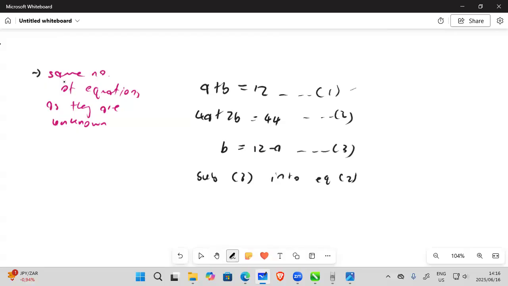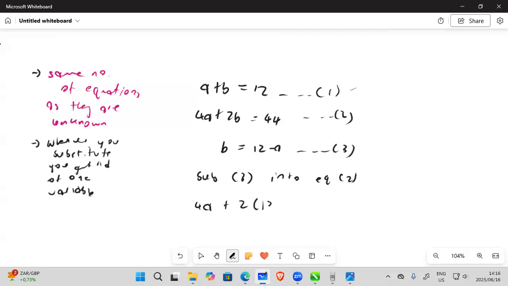Second thing you need to remember, you require the same number of equations as the unknowns. The second thing that you need to remember is that whenever you substitute, you get rid of one variable. So when I'm doing the substitution here now, I'm getting rid of what? The B. And so it'll be 4A plus 2 in parentheses, 12 minus A, is equal to 44.